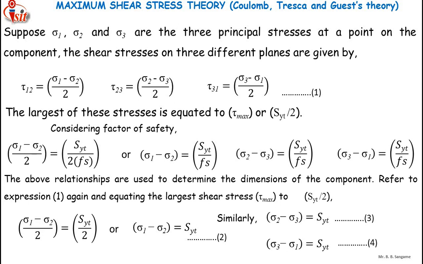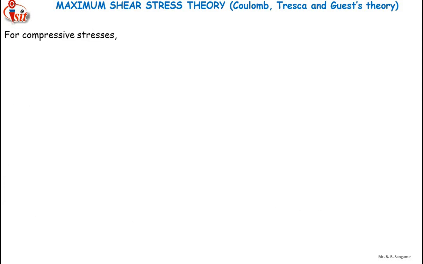Okay, so for compressive stresses, as I have already discussed in the previous video on maximum principal stress, I am going to assume that the yield strength in tension equals the yield strength in compression. According to that, sigma 1 minus sigma 2 will equal the yield strength in tension.